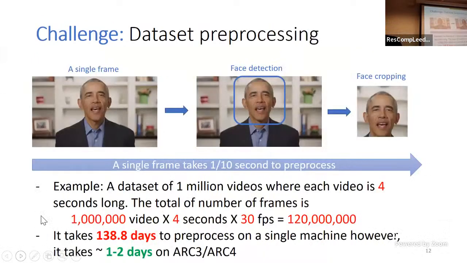The other challenge is data pre-processing. For every single frame, I need to find the face of the talking head. I need to crop the face, and so I need to pre-process the videos. For a single frame, it would take about 10 seconds to pre-process. So if I have 1 million videos, assuming that each video is 4 seconds long, the number of total frames is about 120 million frames. To process that on a single machine, let's say on my PC at work, it would take about 138 days. But luckily we have Arc 3 and Arc 4, so I could do this in 1 to 2 days. So very quick, basically.